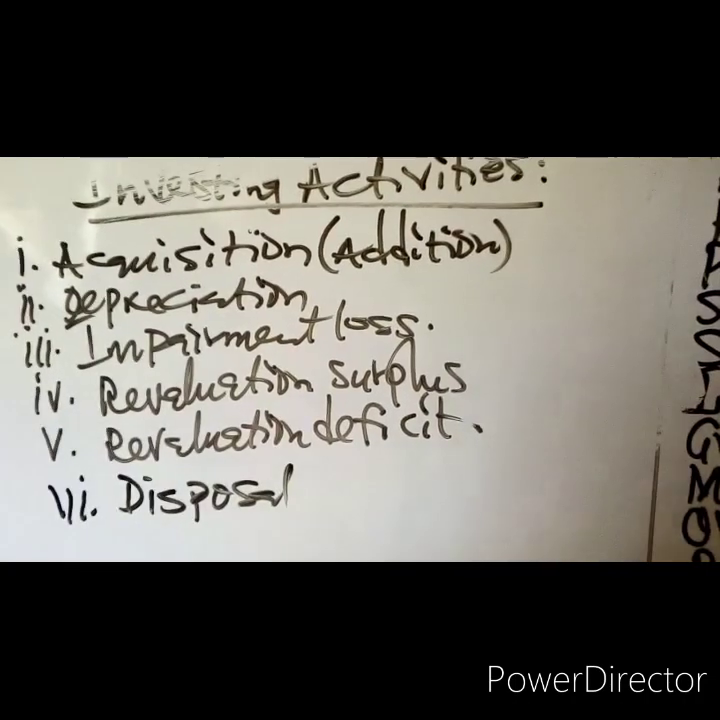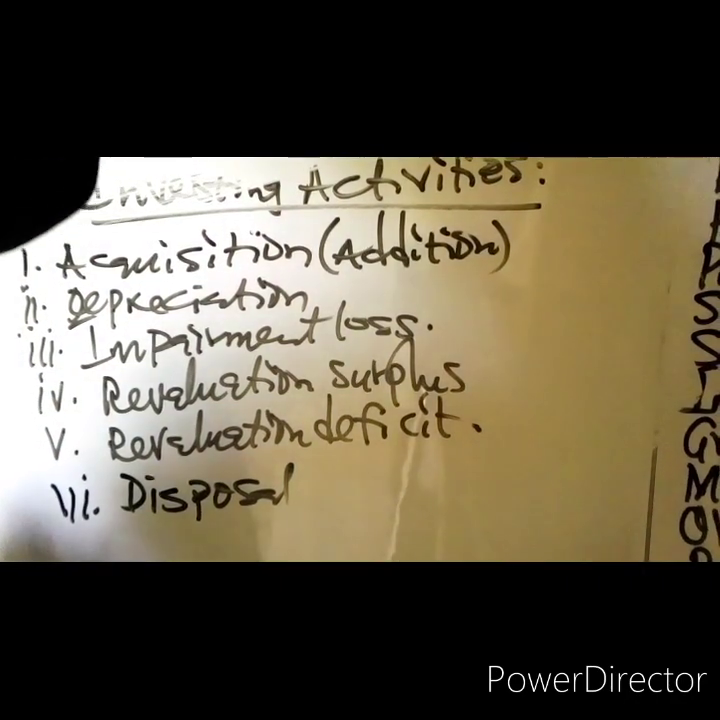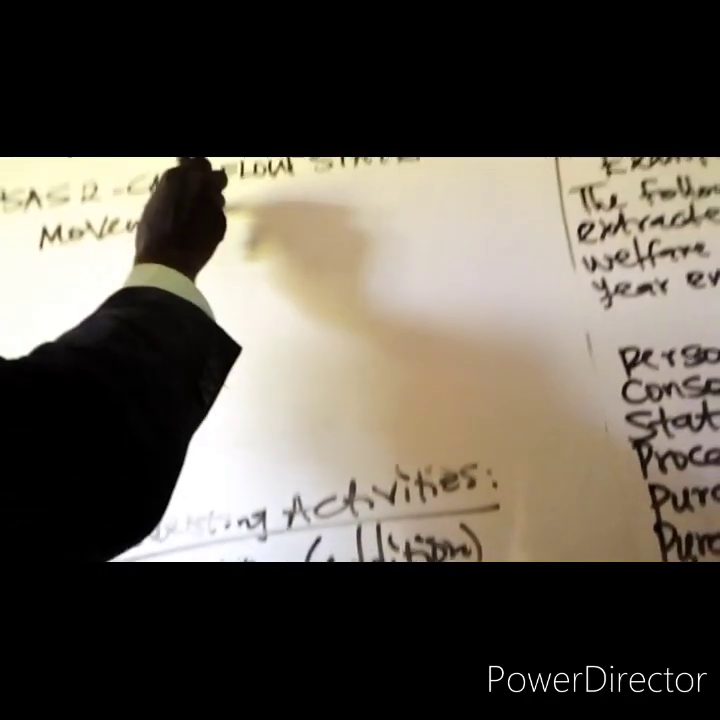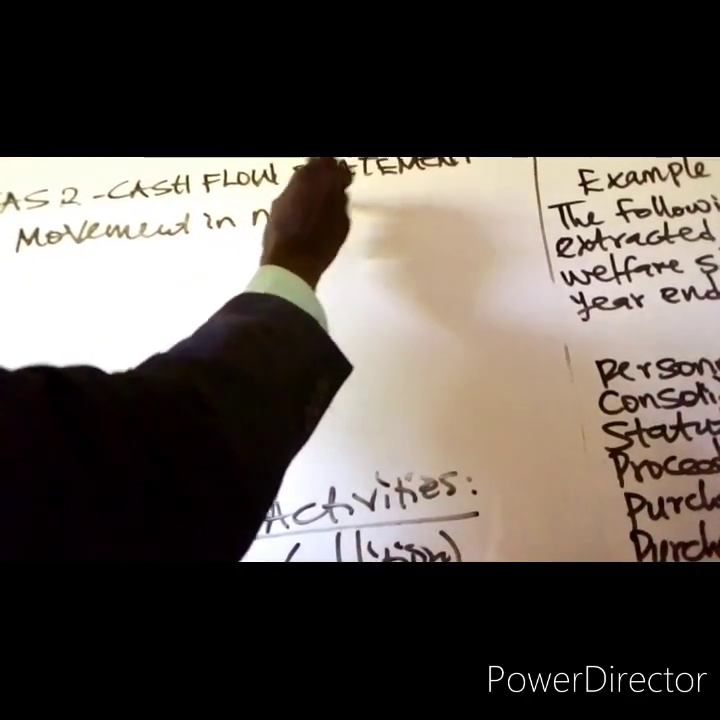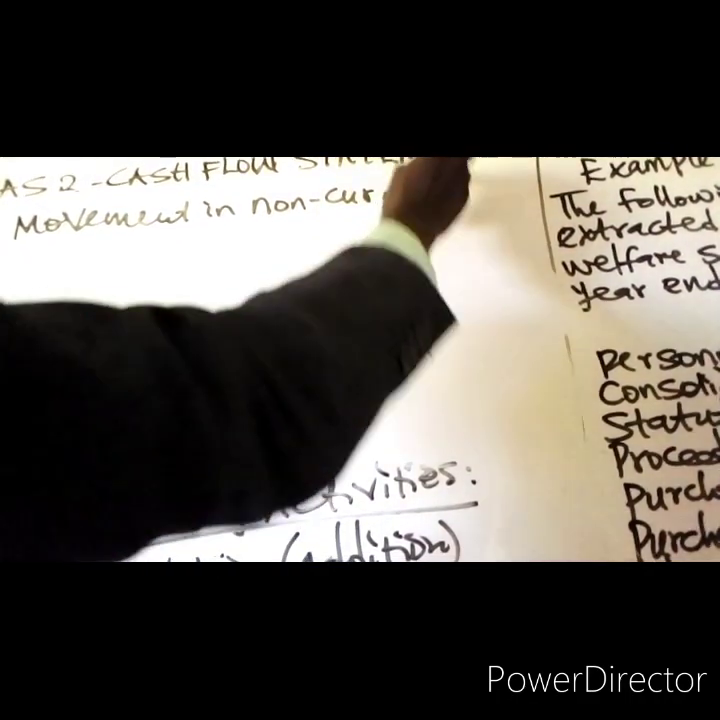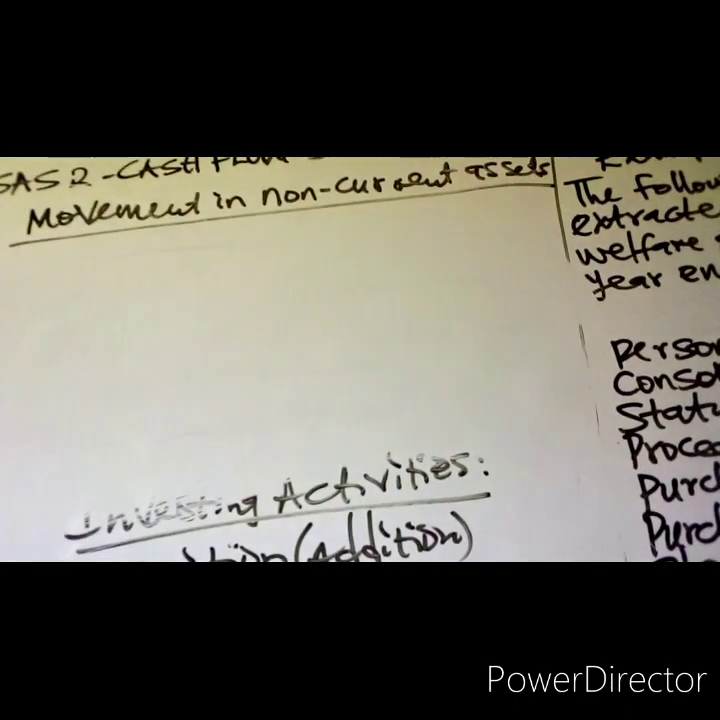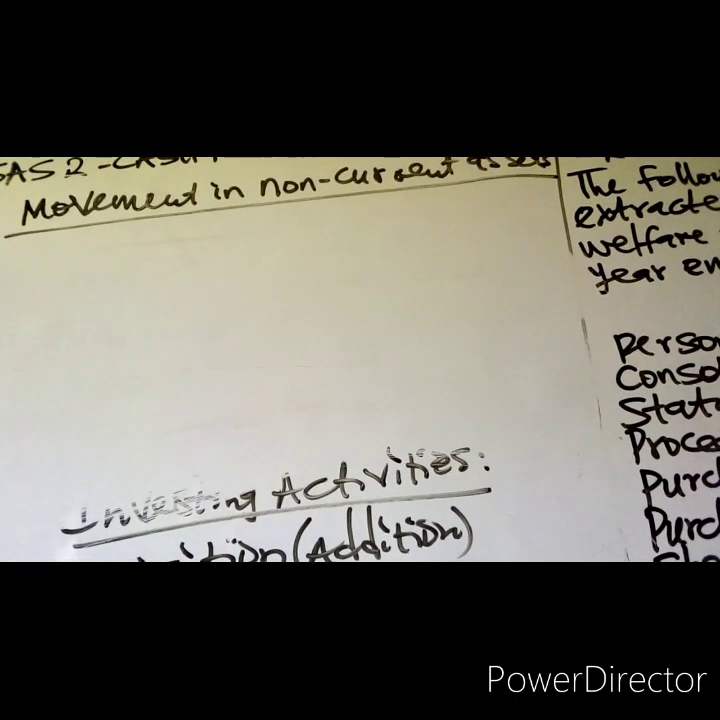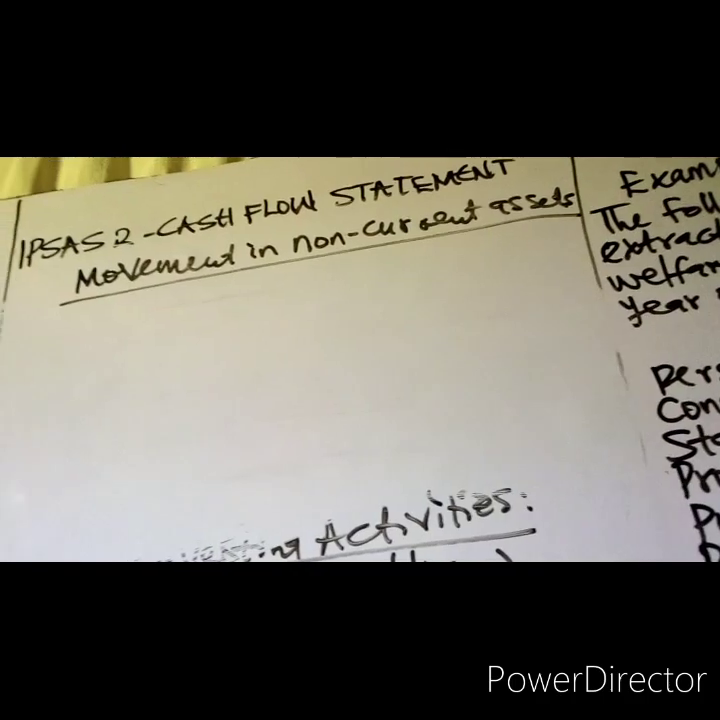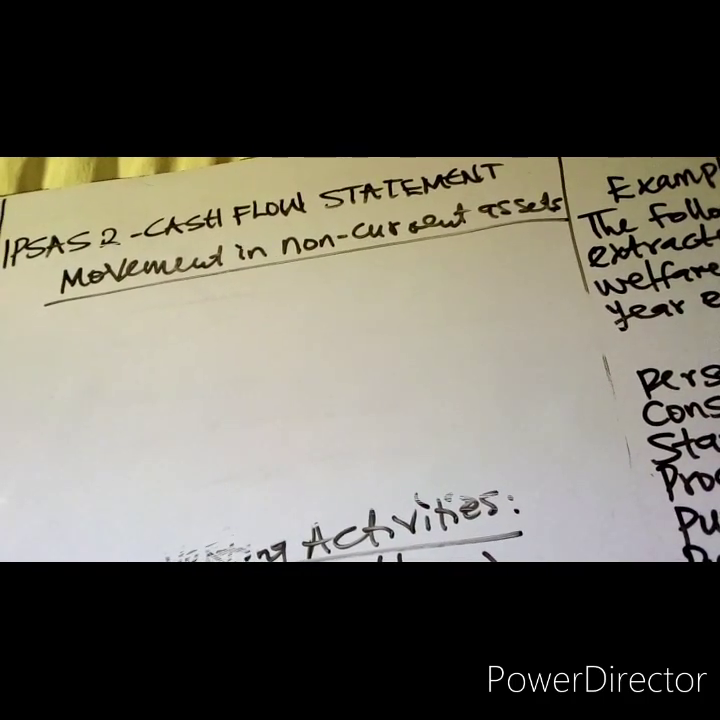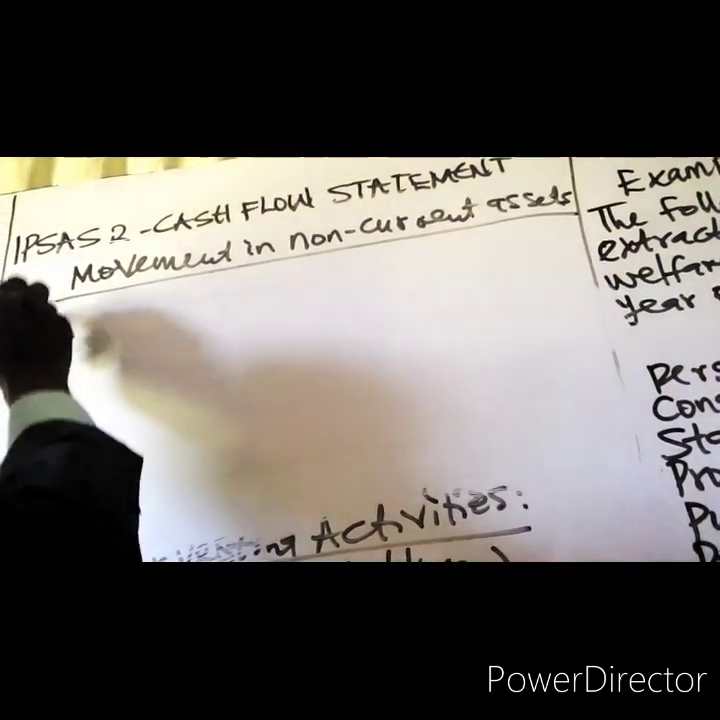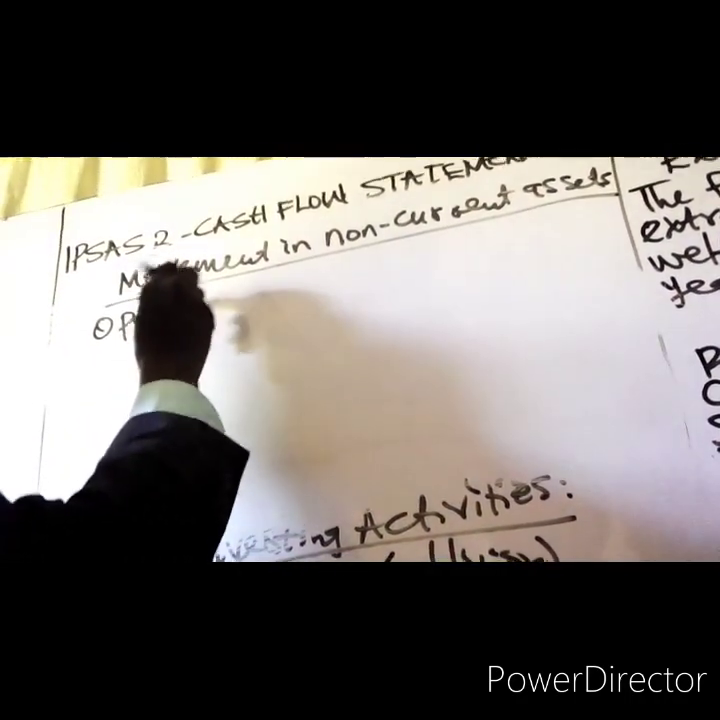Now, then, in your movement in non-current assets, you check the movement in non-current assets. Anytime you get to the investing activities, that is what you need to check. Under investing activities, you check the movement in non-current assets. Number 1, you always start with the opening balance.